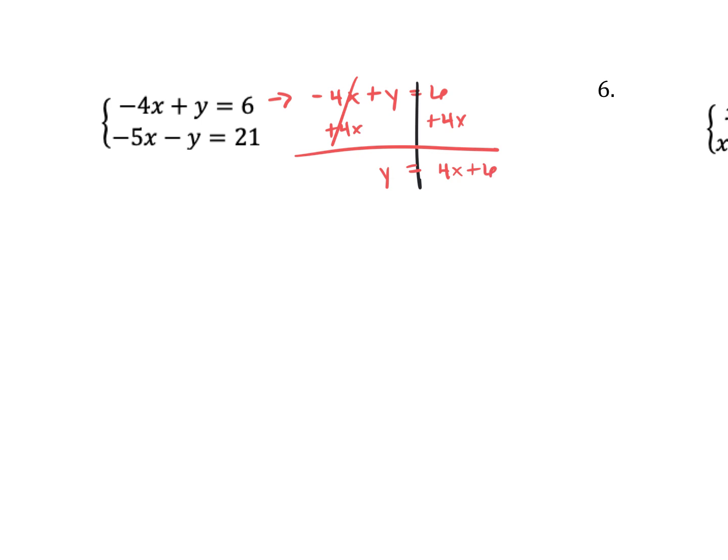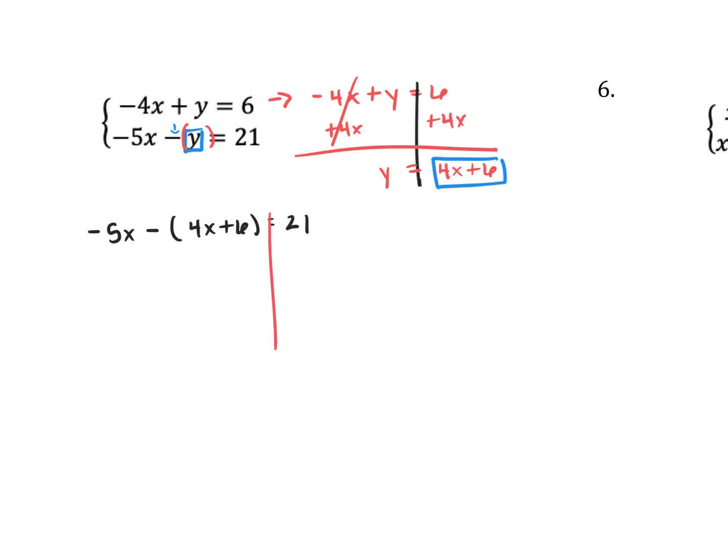Okay, so now that my y is all by itself, I'm going to go in my other equation, that one right there, so I only have x's within my problem. So I'm going to rewrite all of that. When I get to my y, I'm going to stick in that 4x plus 6. But please notice that you have this negative in front of your y. So we have to keep that negative there, and then my 4x plus 6 is going to go in parentheses. So I'm going to start with -5x minus, now I'm going to use parentheses, 4x plus 6 equals 21.